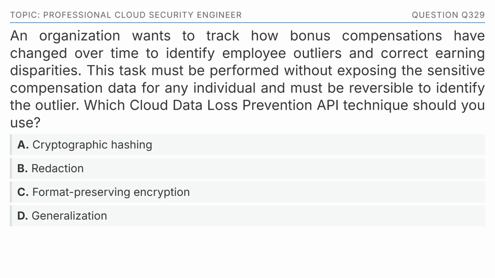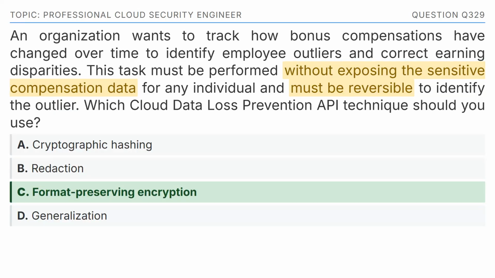The options are Option A, cryptographic hashing. Option B, redaction. Option C, format preserving encryption. Option D, generalization. To arrive at the correct answer, we focus on the keywords: without exposing the sensitive compensation data, must be reversible. The correct answer is option C, format preserving encryption.